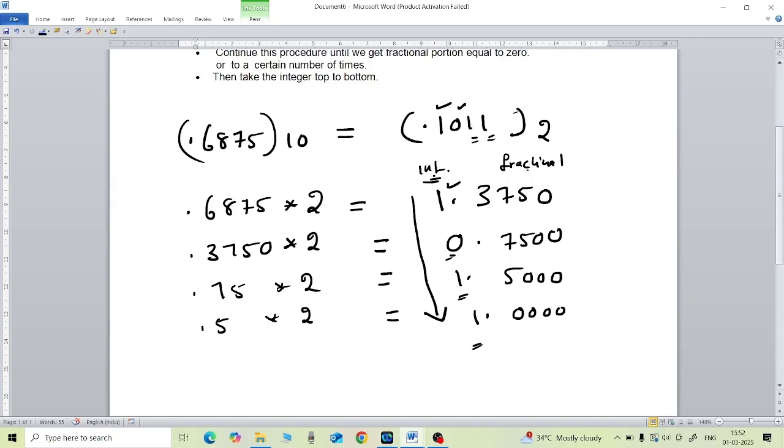And please do remember that we are not always going to get the fractional portion as 0. On such occasions, after some iterations, after some steps, we can stop. Okay, we will see another example.